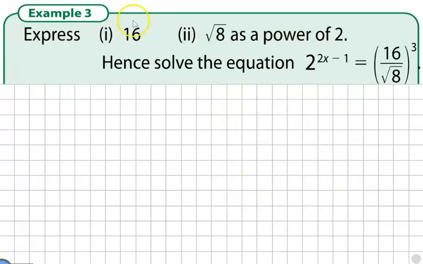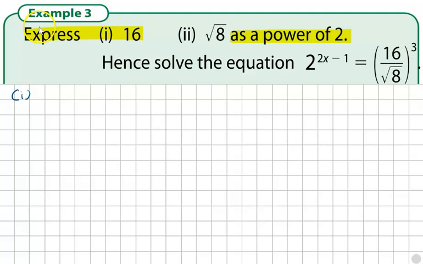Example 3. Express 16 as a power of 2. Express root 8 as a power of 2. And then hence, which means using your answers from parts 1 and 2, solve the equation 2 to the power of 2x minus 1 is equal to 16 over root 8, all raised to the power of 3.